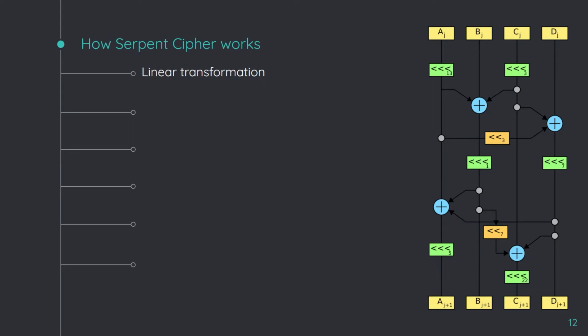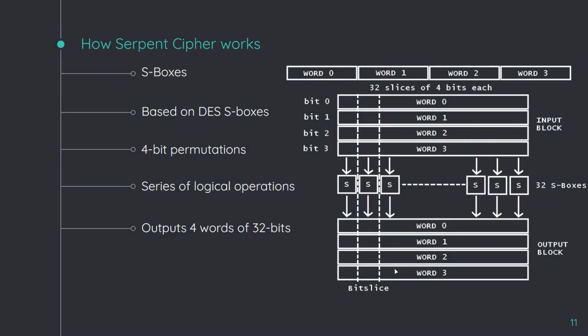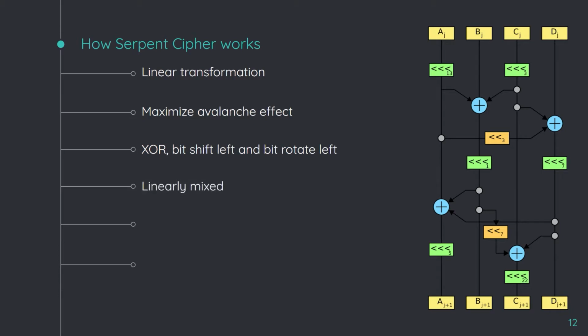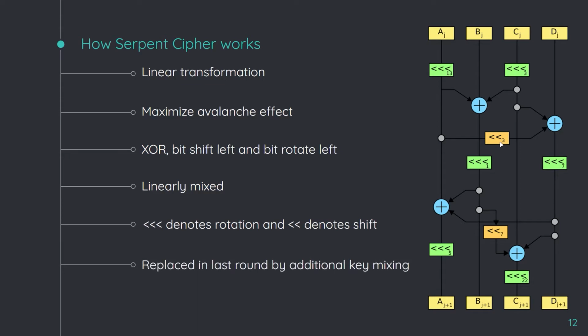Then, linear transformation is applied to the 4 32-bit words we got from the S-boxes. The reason for which linear transformation is done is to maximize the avalanche effect. It consists of XOR, bit shift left, and bit rotate left operations. The 32 bits in each of the output words are linearly mixed. Here, the 3 greater-than signs denote rotation and 2 greater-than signs denote shift. However, in the last round, this linear transformation is replaced by an additional key mixing.